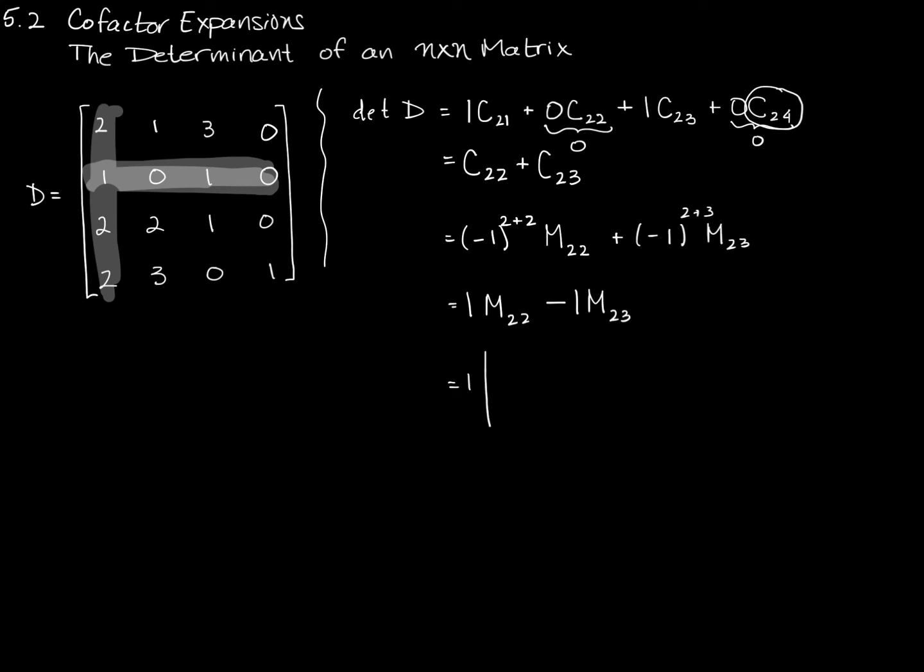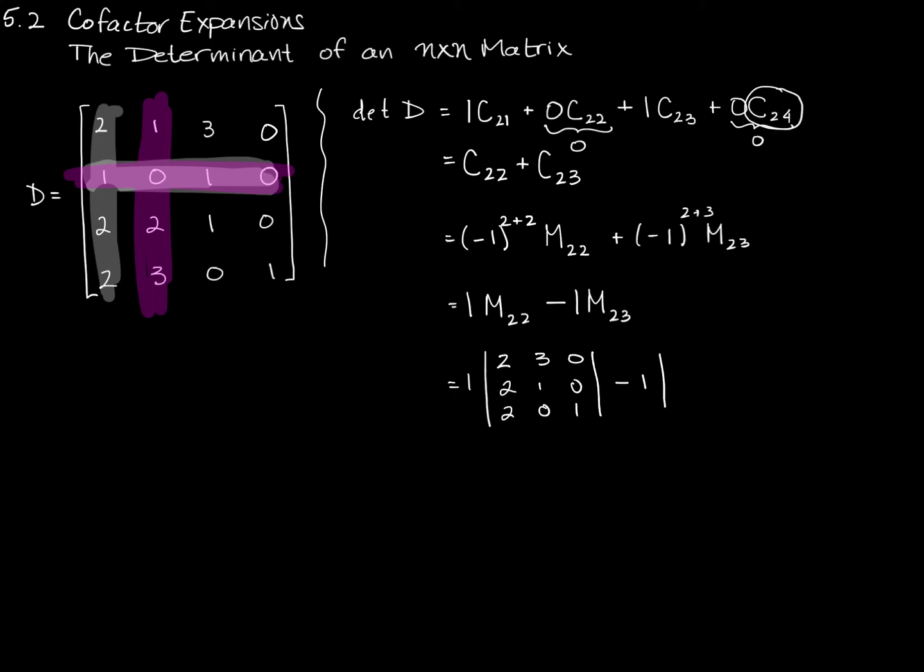Let me use a different color. The determinant of the matrix that's made up of the entries that are left over when you cross out row 2 and column 2. And those are 2, 3, 0, 2, 1, 0, and 2, 0, 1. Did I get those right? 2, 3, 0, 2, 1, 0, and 2, 0, 1. Right. And from that, I'm going to subtract 1 times.